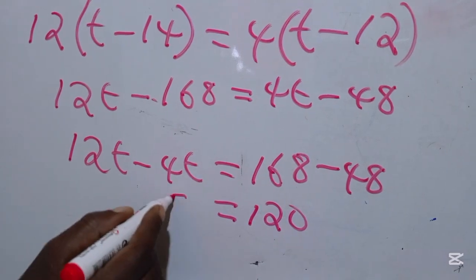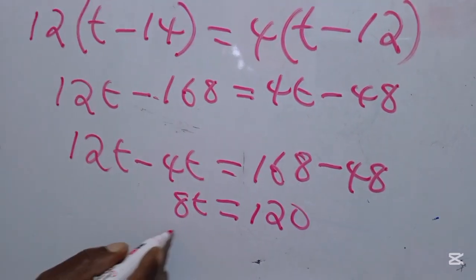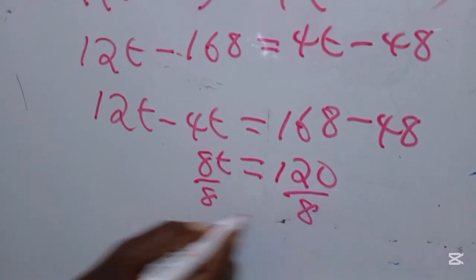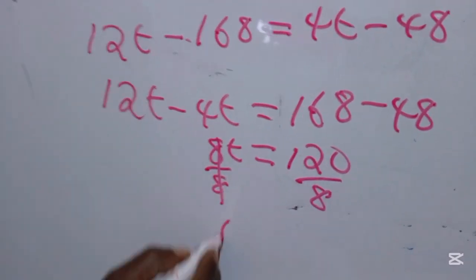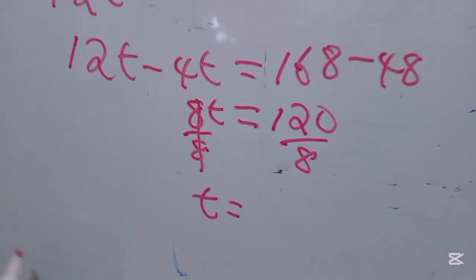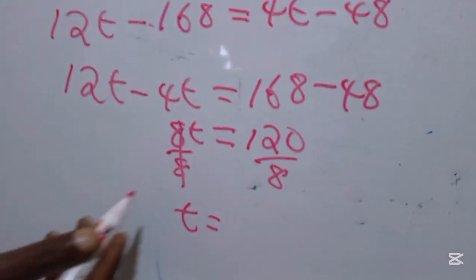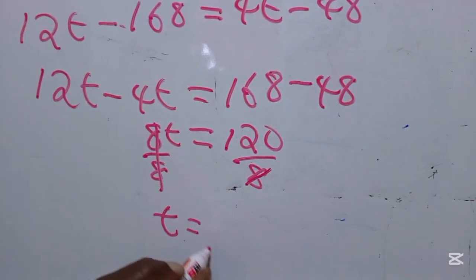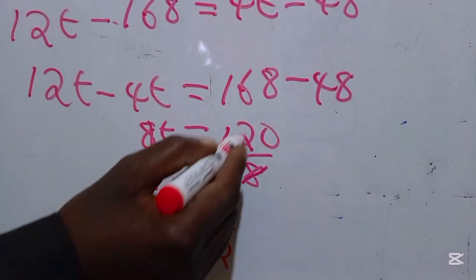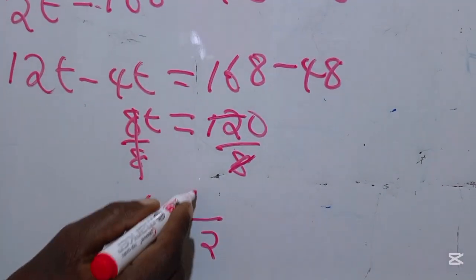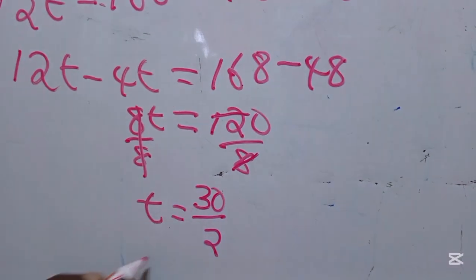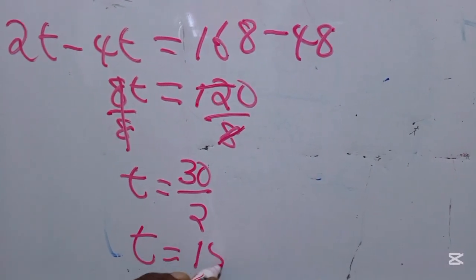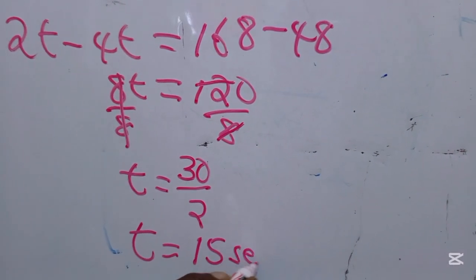And here it will give me 8t. Both sides divide by 8, so I remain with t. Let me go for 4. 4 goes there 2 times; 4 goes there 3 times, which is 30. Then 2 goes how many times into 30? 15. So my t is 15 seconds.